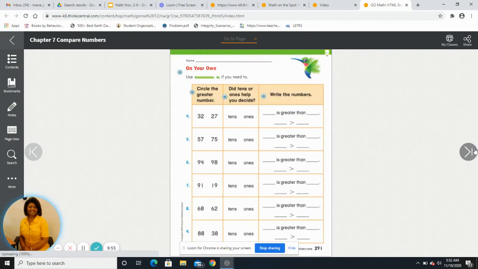All right, on your next page, 291, this is where I want you to practice. Remember what you can do. You can separate the numbers. You can write a T over the tens and an O over the ones if you would like to. That will help you determine which one is greater. You're going to decide which helped you figure out the answer, the tens or the ones. And of course, you're going to write which number is greater than the other, as well as write it with the greater than symbol. And that will be your lesson for today.